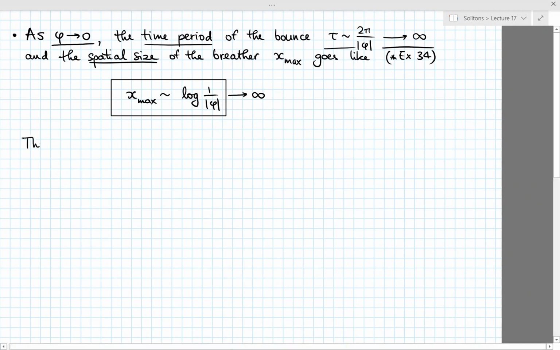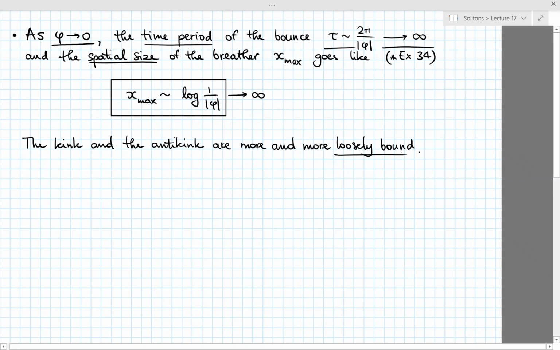So what's happening in this limit is that the kink and the anti-kink are more and more loosely bound. So in the strict limit, they're no longer bound, and they just go through essentially half of their oscillation, where, say, the anti-kink, which started on the left at minus infinity, ends up on the right at plus infinity, and vice versa for the kink. And their separation grows logarithmically.